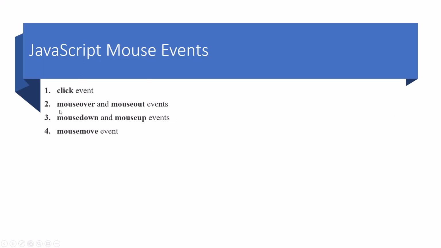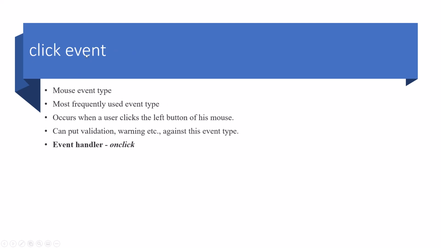Here we have given the list. First one is click event, which is the most commonly used event. Then mouse over and mouse out events, and then mouse down and mouse up events, and the last one is mouse move events. Let's see all these events one by one with an example. Let's start with click events.